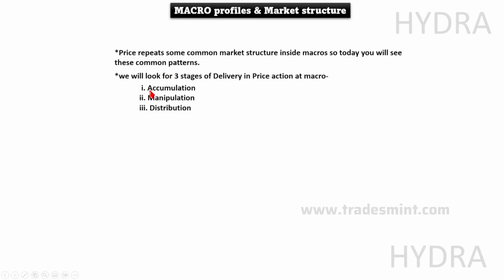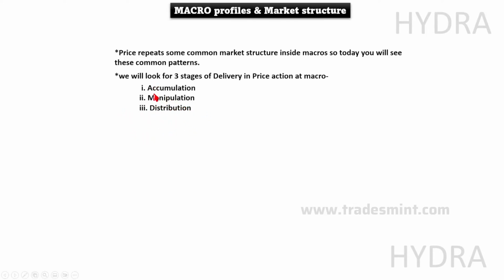So these are the three phases. Accumulation, most of the time it will happen before the macro gets started. Suppose there is a macro 9:20 to 9:40. The accumulation of orders phase will get started at 9:00 to 9:10, inside this time period. Manipulation is going to happen at, suppose, 9:11 to 9:20 inside the time period. And the distribution, that's what we expect to see inside macros.